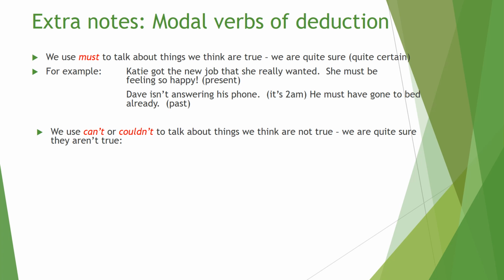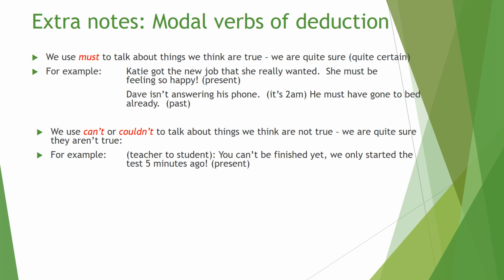Now, when we are very sure that something isn't true, then we can use can't or couldn't to talk about things that we are sure aren't true. Example, the teacher says to the student, "You can't be finished yet. We only started the test 5 minutes ago." That's present tense. You can't be finished yet. We only started the test 5 minutes ago. Past tense. She can't have gone home yet. Her coat is still here. Okay, so you can see here, there's evidence and then there is a guess.